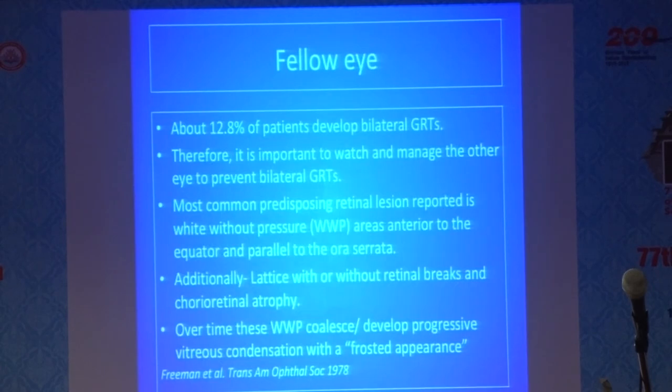The fellow eye. As I mentioned, around 12.8% of the patients have bilateral giant retinal tears. Therefore, it is important to watch and manage the other eye to prevent these cases. The most common predisposing retinal lesion reported in the fellow eye of patients with giant retinal tears is white without pressure areas, which are anterior to the equator and parallel to the ora serrata. Additionally, there may be presence of lattice with or without retinal breaks and chorioretinal atrophic areas.